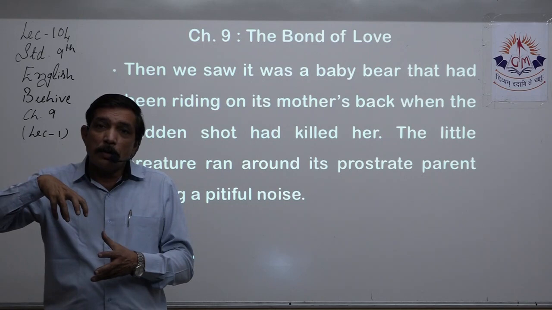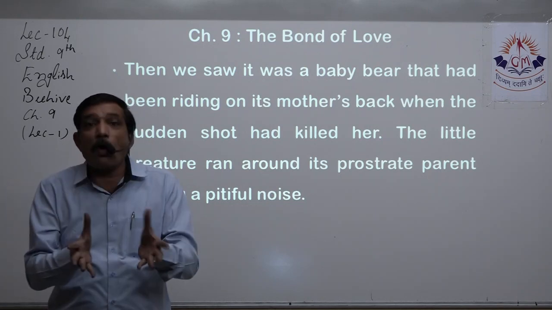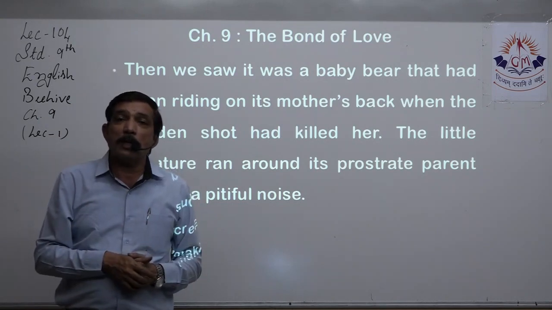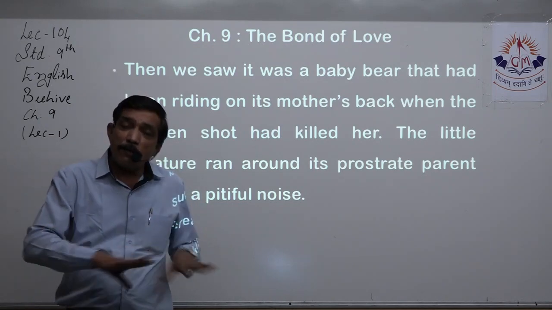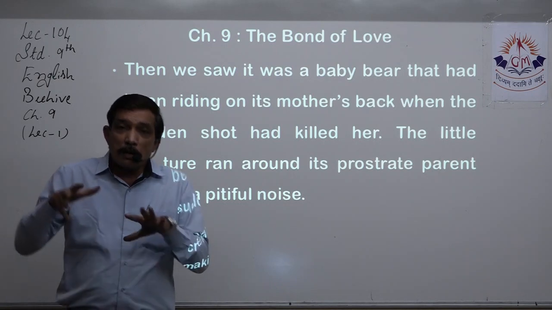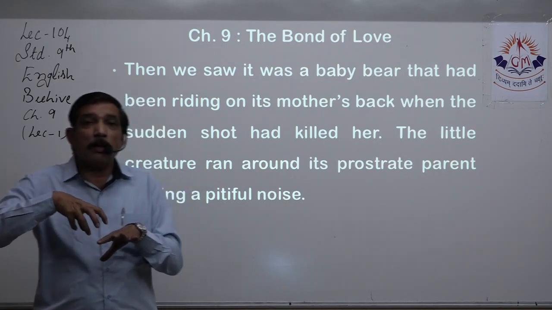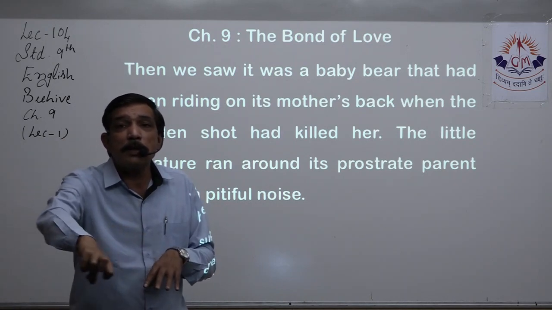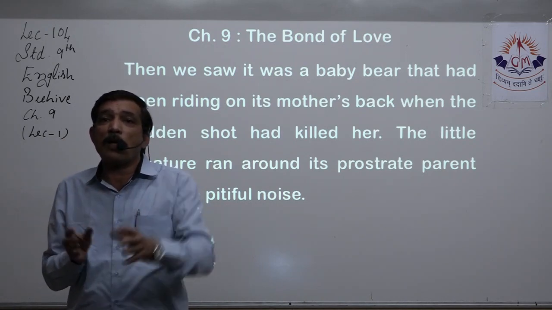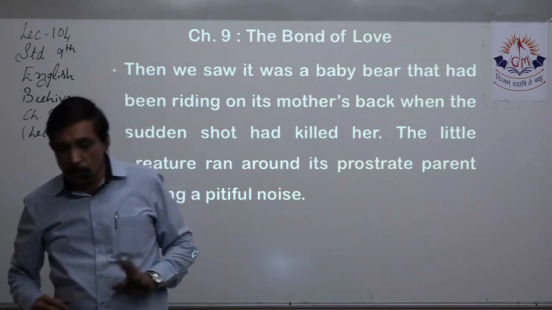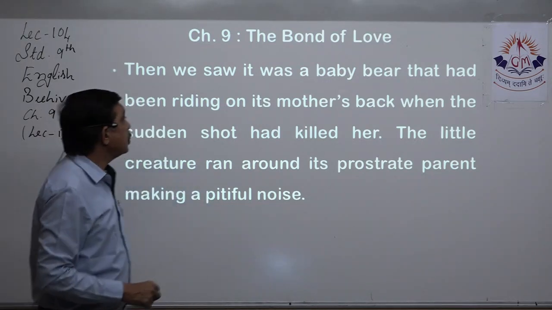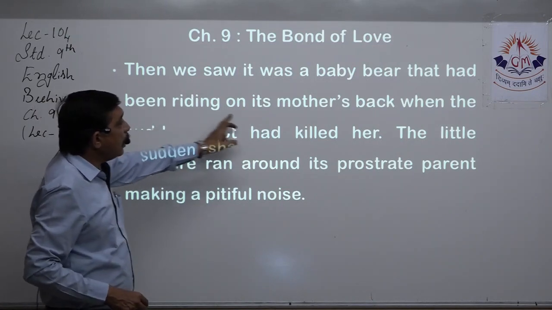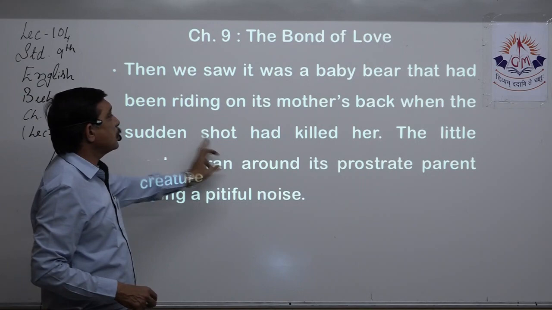That young one was concealed, camouflaged in the black fur of its mother. Now, because the mother is lying flat on the ground, the young one separated itself. Now we can see two black furs, one small and one large. The baby had been riding on its mother's back when the sudden shot killed her.